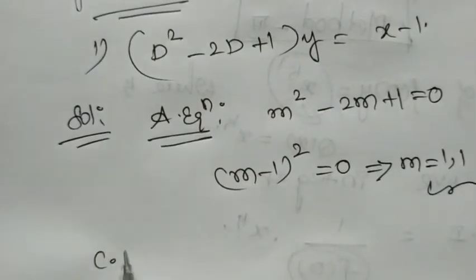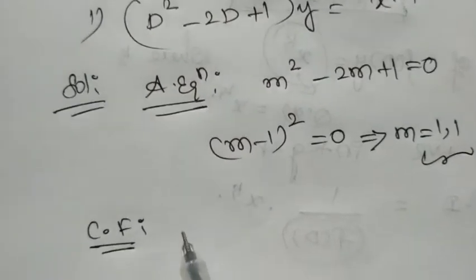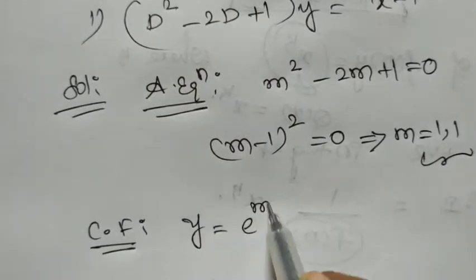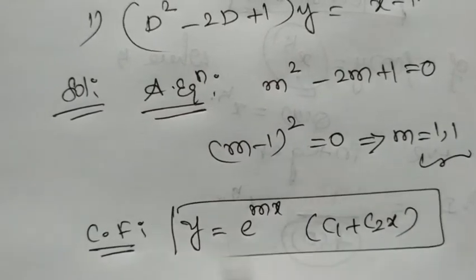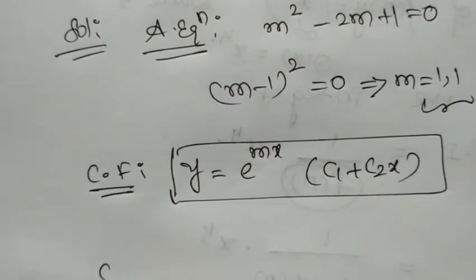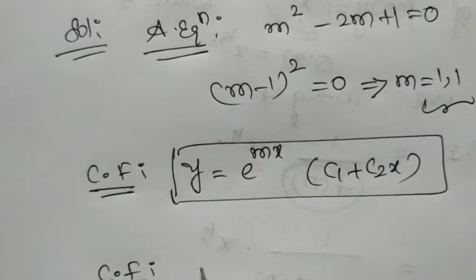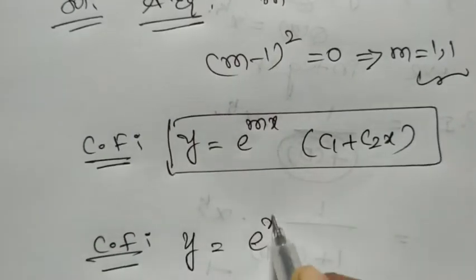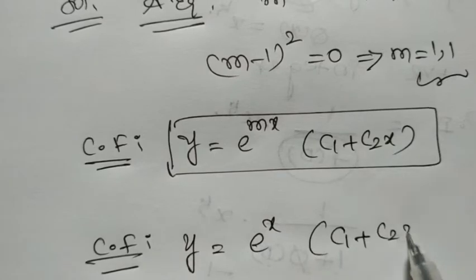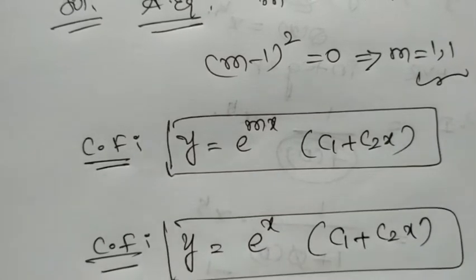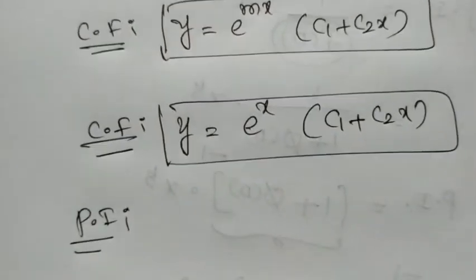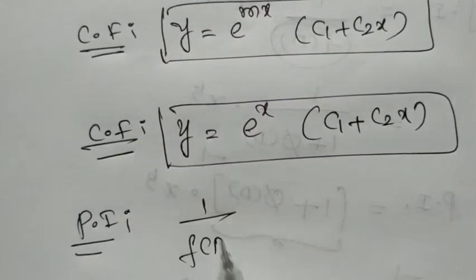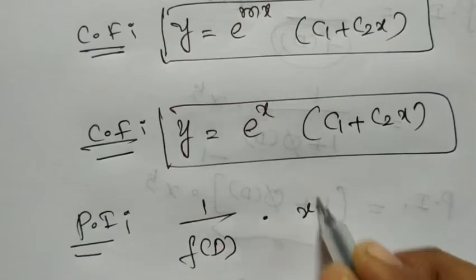Therefore the complementary function formula is y equals e power mx into (c1 plus c2x). Here m equals 1. So finally our complementary function is y equals e power x into (c1 plus c2x). Next, to find the particular integral, the formula is 1 by f(D) into x power k.